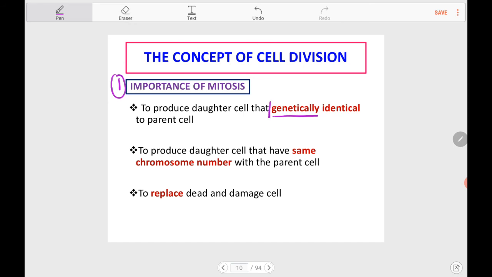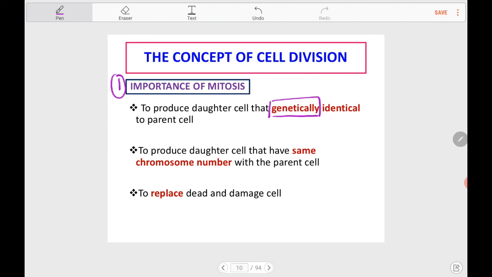Okay, so the keyword is genetically. So secara genetik sahaja, daughter cell dan juga parent cell adalah sama. Okay, in terms of size or in terms of the number of organelles, the volume of cytoplasm, mungkin tak sama antara parent dengan daughter cell. Okay, so other than genetic, parent and daughter cell mungkin tidak sama selepas mereka undergo proses mitosis.